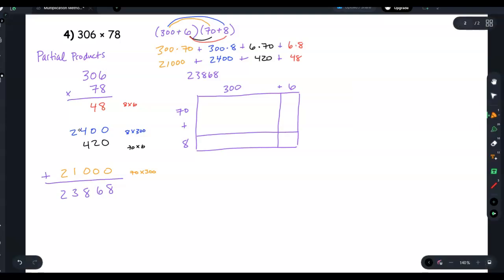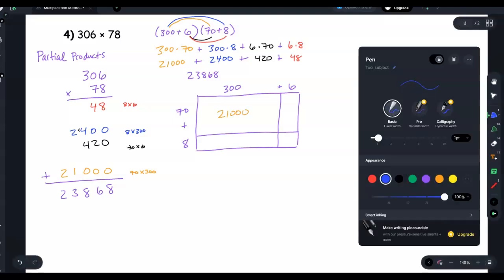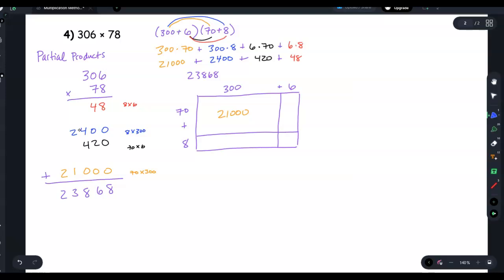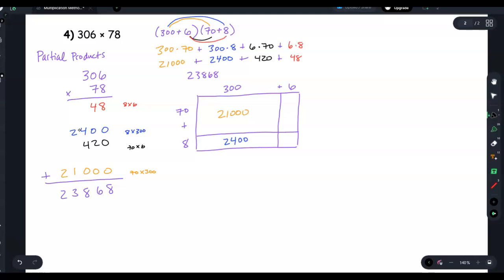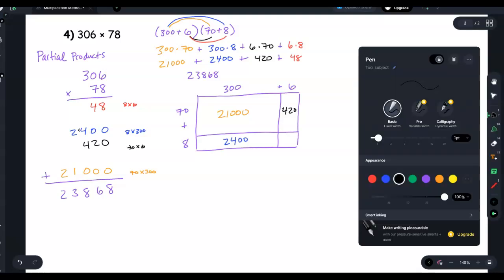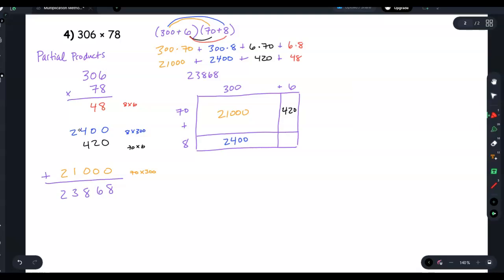And so this one's going to be 300 times 70 is 21,000. We've got this one down here, which is the 300 times 8, which is 2,400. The top right is going to be the 6 times 70, which is 420. And then the bottom right is just going to be the 6 times 8, which is the 48.